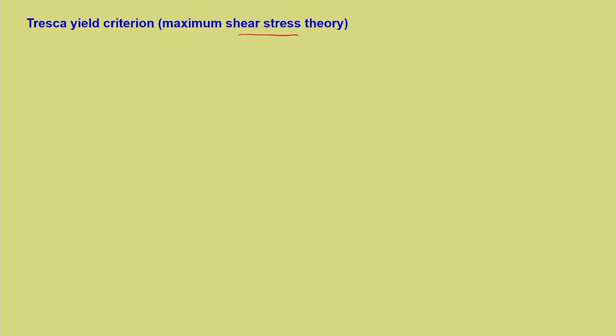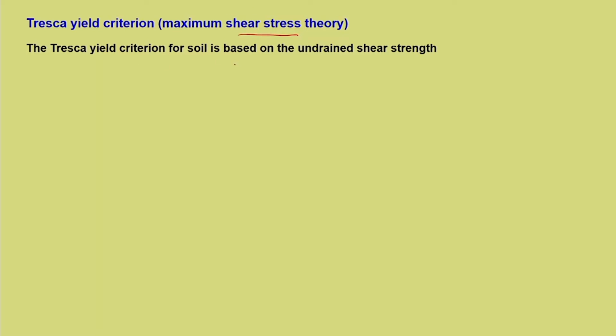Now, this condition is used by the Tresca failure criterion, or it is known as the maximum shear stress theory, because you are considering the maximum shear stress point. In fact, when you consider the effective stress conditions or various other triaxial test results, you will see that soil does not fail at maximum shear stress conditions. Only for the undrained condition, the failure is associated with the maximum shear stress that emerges in the soil. So, the Tresca yield criterion for soil is based on the undrained shear strength SU.